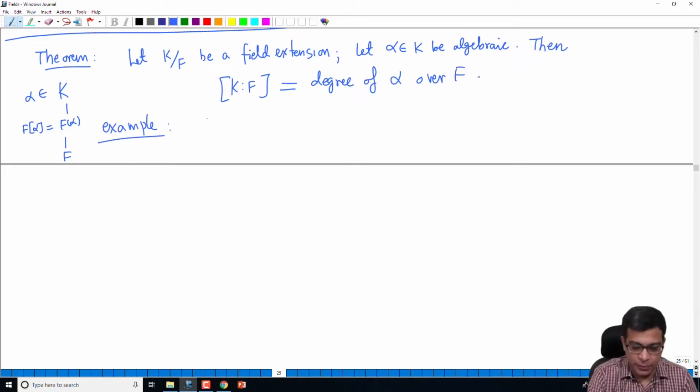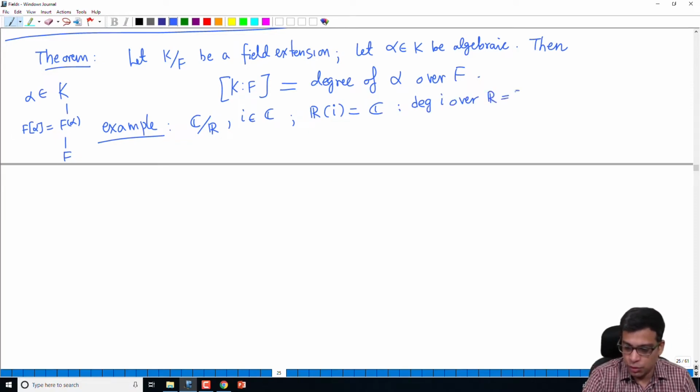An example to keep in mind, I will give you two examples. If you look at C over R, the field extension, and you take i in C, then R adjoin i is actually nothing but C. And in this case, we have the degree of i over R is 2, which is also the same as [C:R]. Last video I said that 1, i is a basis for this.